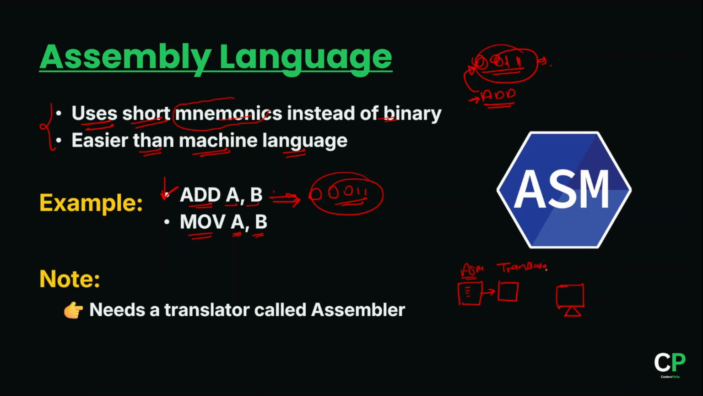What does this translator do? This translator translates the assembly language code into machine code, zeros and ones, because the computer can only understand zeros and ones. So the assembly language must be translated into machine language in order for the computer to understand it. The translator that translates assembly language into machine language is known as an assembler.